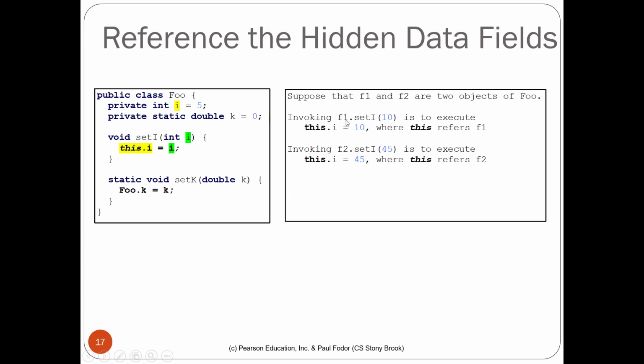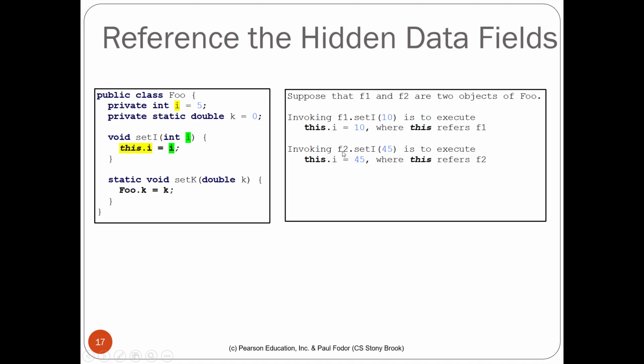Now whenever you say f1 dot set I, f1 is the reference that is invoking set I. So when you say this dot I, this refers to f1. Why f1? Because f1 is invoking set I. That's the interesting thing: the value that the keyword this refers to depends on the object that is invoking set I. So if you do f1 dot set I is equal to 10, then this refers to f1.